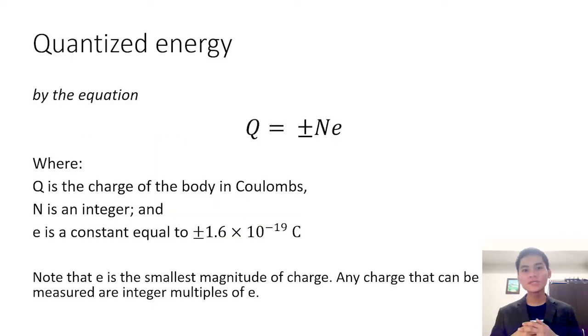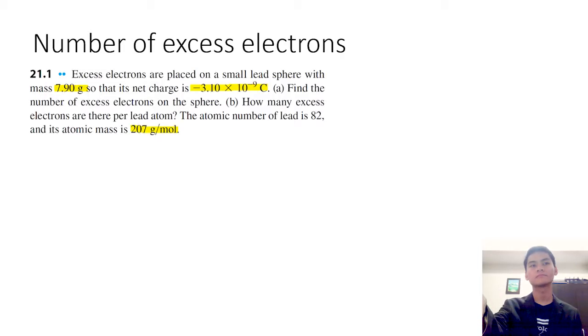So this is a good time to introduce the concept of quantized charge. By the equation Q equals plus or minus N e, where Q is the charge of the body in coulombs, N is an integer, and e is a constant equal to positive or negative 1.6 times 10 to the minus 19 coulombs. We should note that e is the smallest magnitude of charge. Any charge that can be isolated or any charge that we can measure is an integer multiple of e. So I highlighted the given here.